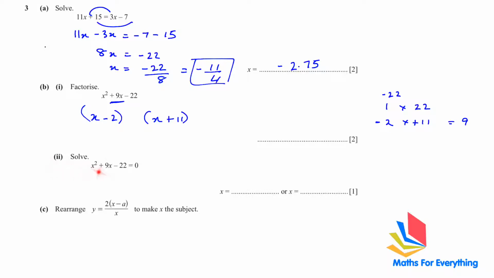Next, solve x squared plus 9x minus 22 is equal to 0. So we have already factorized them. Now we make it equal to 0. So x minus 2 is equal to 0 or x plus 11 is equal to 0. And what will this give us? X is equal to 2 and x is equal to negative 11.